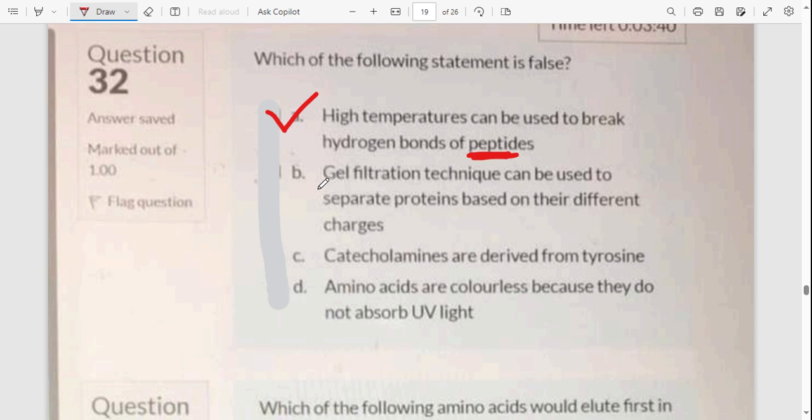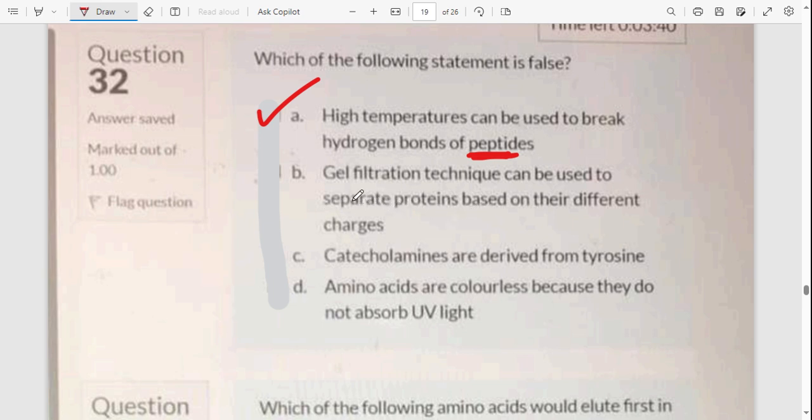Okay, what is a peptide? A, this statement should actually be true. A peptide is a molecule that is made up of peptide bonds. For example, you can have a monopeptide, a polypeptide. Now, this is the tricky part. Peptides are not joined by hydrogen bonds. They are joined by peptide bonds. So you'll not be able to break hydrogen bonds in them. That's why this is going to be an answer. It's false.